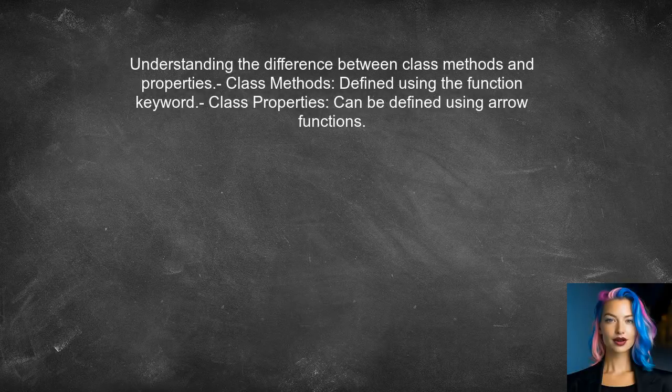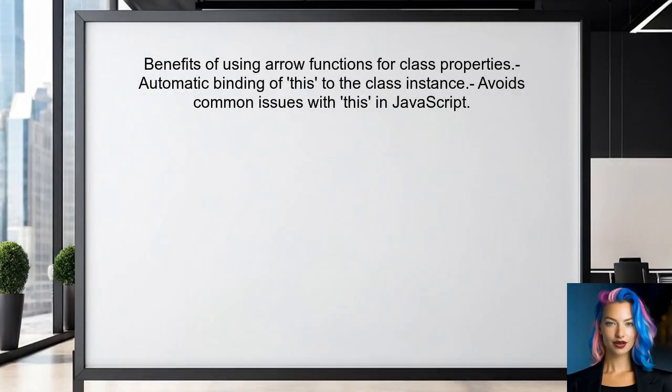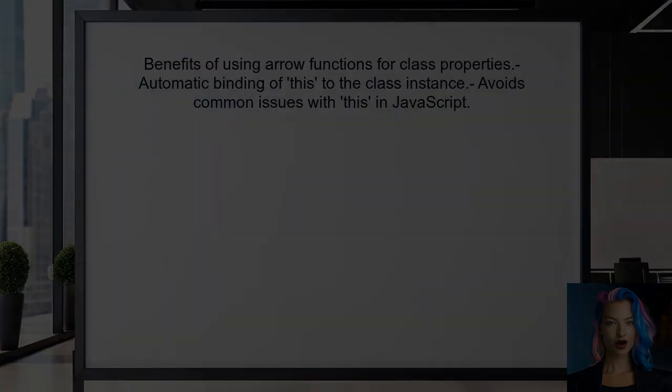To understand why handle open is implemented as a property, let's first look at the difference between class methods and class properties in JavaScript. Class methods are defined using the function keyword, while class properties can be defined using arrow functions. When using an arrow function for handle open, it automatically binds the context of this to the instance of the class. This means that when handle open is called, it will always refer to the correct instance, avoiding common issues with this in JavaScript.